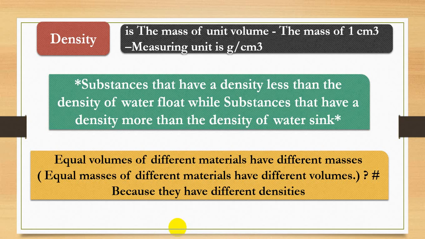Let's ask you a question. What happens to the density when decreasing the volume of a body to half? The density remains constant. Each substance has its own density. This means there are not two substances that have the same density.